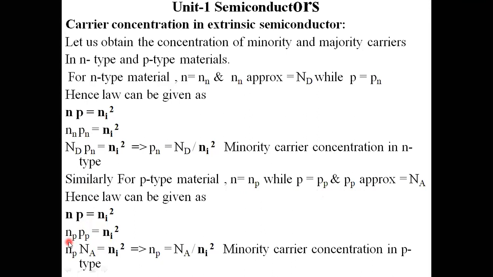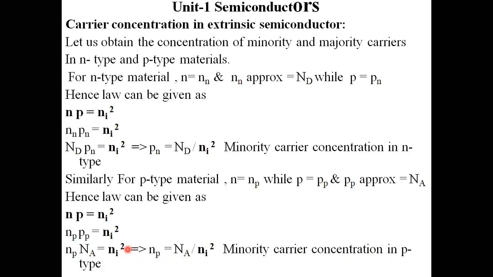Therefore, I would like to know the minority charge carrier concentration in p-type semiconductor material, that is, the electron concentration, which is equal to Ni square by Na. The minority charge carrier concentration in p-type semiconductor material can be found by using this relation.